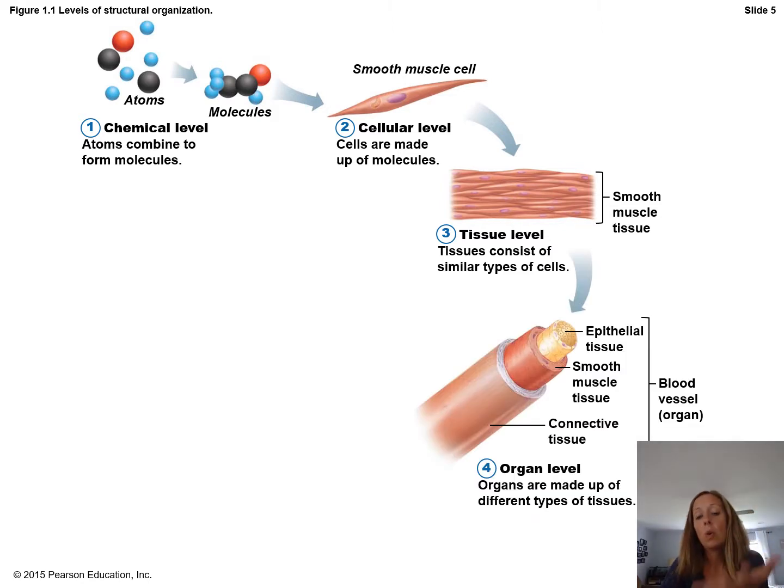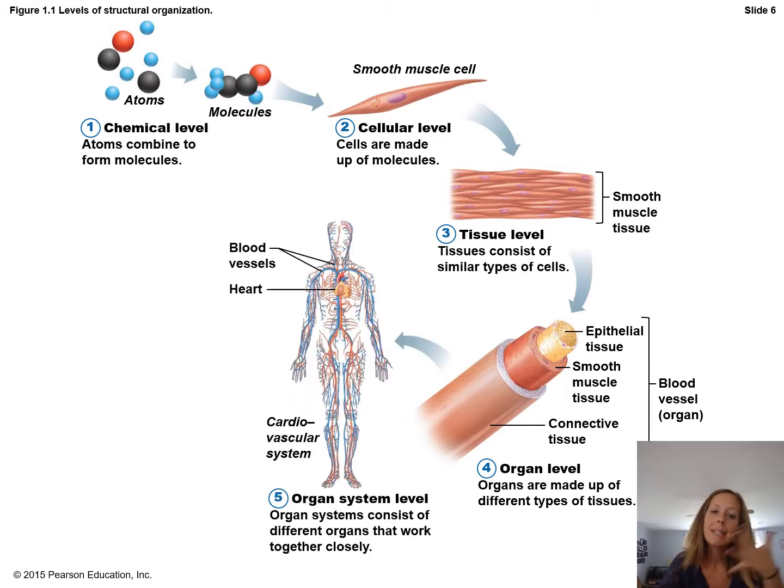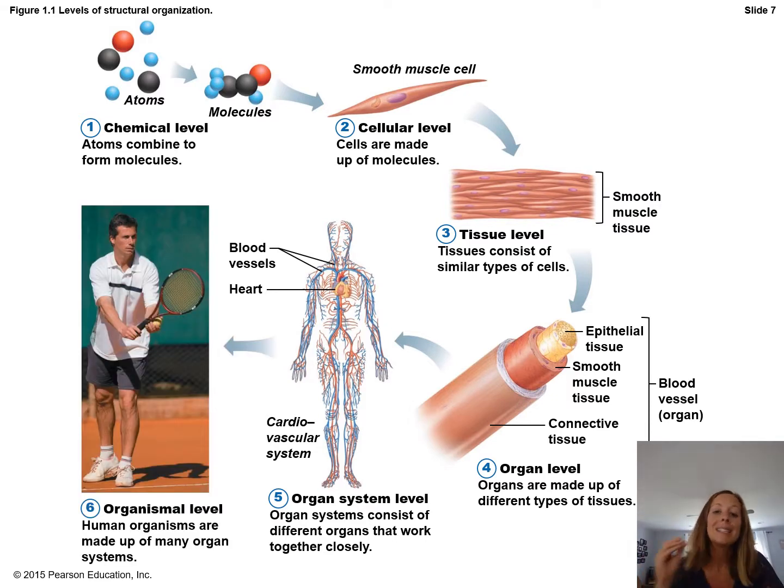And then our organs are made up of different types of tissues that are going to combine together for the same function. Then we have our organ system. Organ system is going to be our different organs that are all working together to perform a task, like the cardiovascular system or the digestive system. And then our organ systems work together to make the organismal level, which is you, your puppy, my cat who just walked away. Make sense?